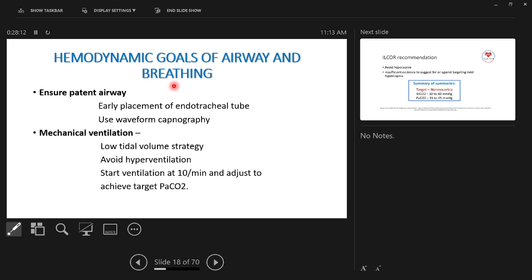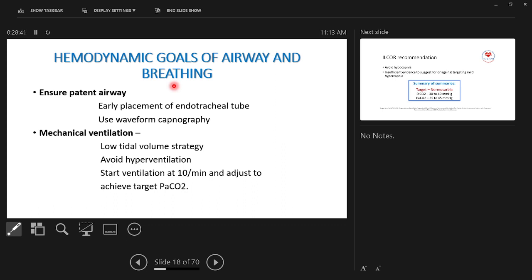So what mechanical ventilation strategy should we follow in post-ROSC care? Studies were done in 2020, and it has been suggested that we should follow lung protective ventilation, so we should follow the low tidal volume strategy. It has been seen that by following the low tidal volume strategy, the neurological outcome improved, the ICU stay decreased, and it decreases the presence of cardiac injury in this patient during the post-ROSC state. And we should avoid hyperventilation.